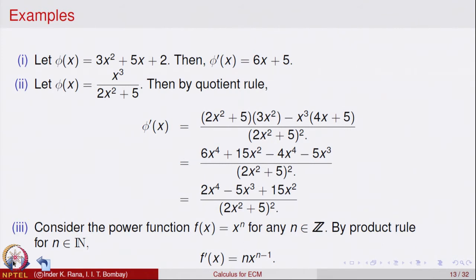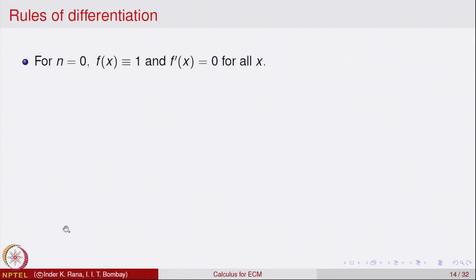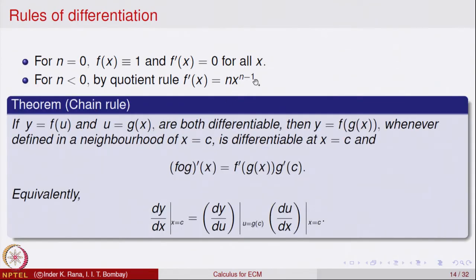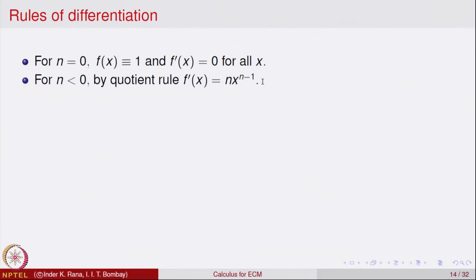Right. Let us look at the next. It says that for n equal to 0, the function is constant, x to the power 0 is a constant function, so the derivative is equal to 0. For the negative, as we have already indicated, by the quotient rule, this derivative is this, provided x is not equal to 0, because it is going to come in the denominator.